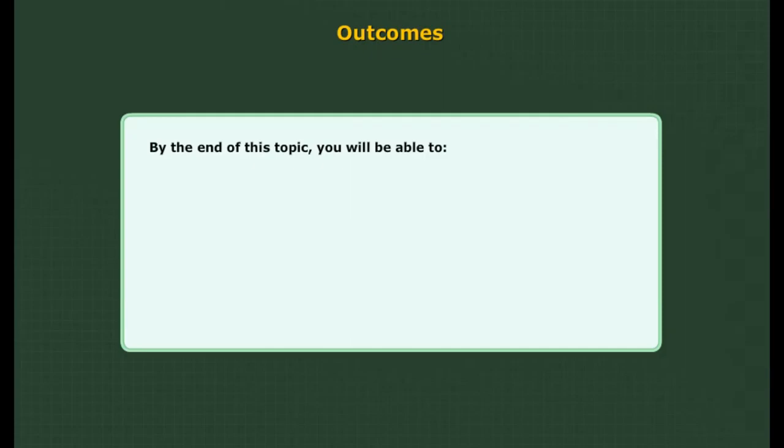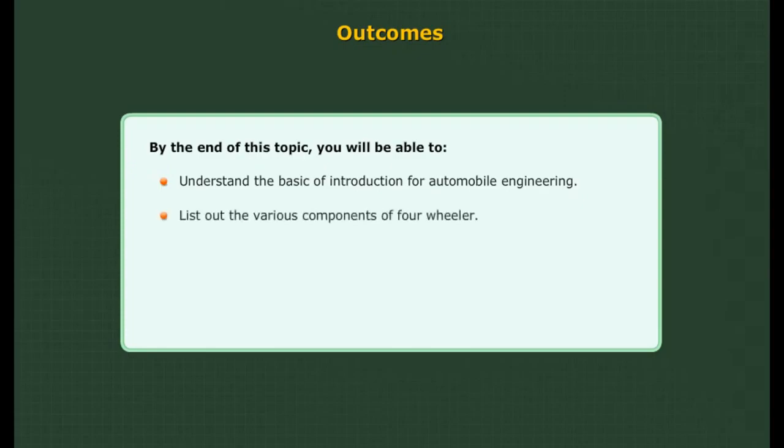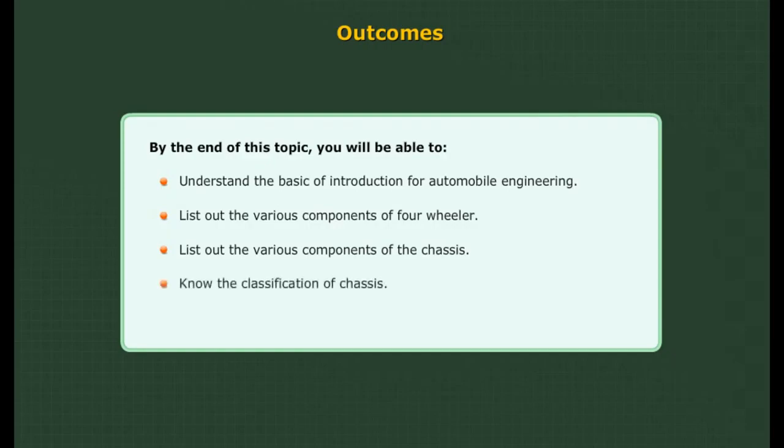Outcomes. By the end of this topic, you will be able to understand the basics of introduction for automobile engineering, list out the various components of four-wheeler, list out the various components of the chassis, know the classification of chassis, have an idea about the types of automobile engines and cooling systems.